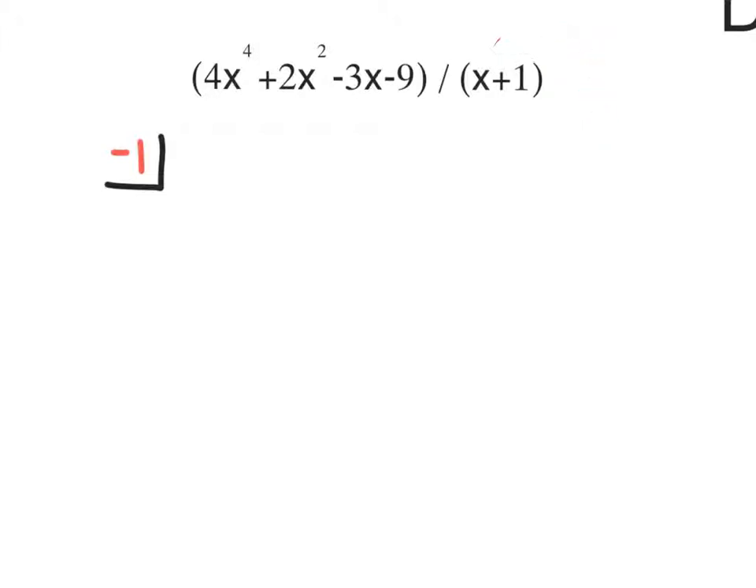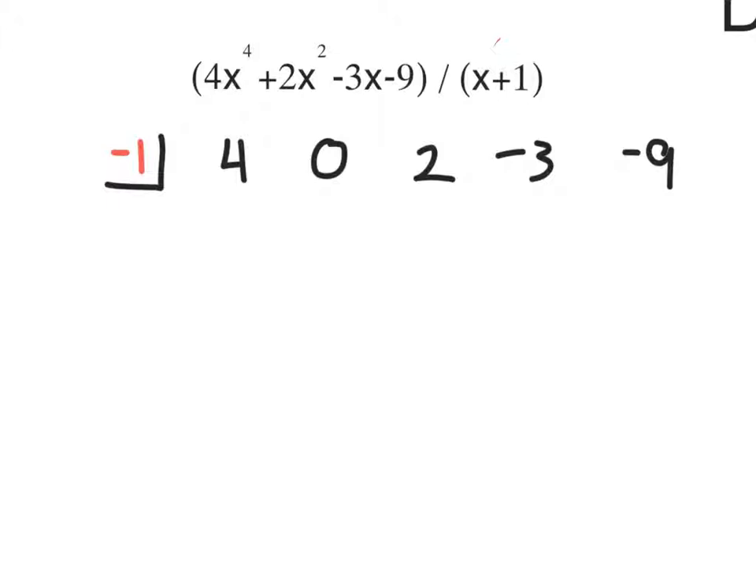Now what we're going to do right next to that box is write down the coefficients of every single term, starting with the power of 4, going all the way down even to the constant. So the coefficient of the power of 4 is 4. I'm going to write that down. And then the next one is what? 0, because we don't have the power of 3, so we're going to put a 0 right there. And then the next one is 2, and the next one is negative 3, and the next one is negative 9.